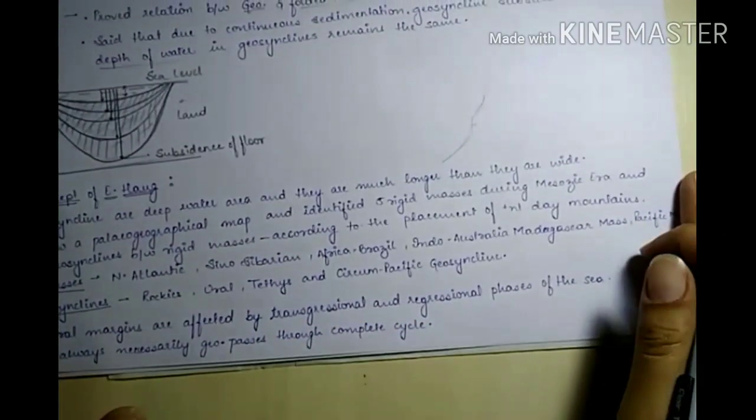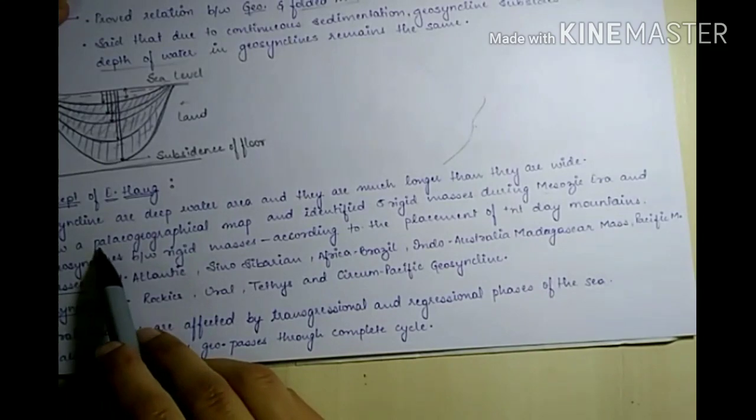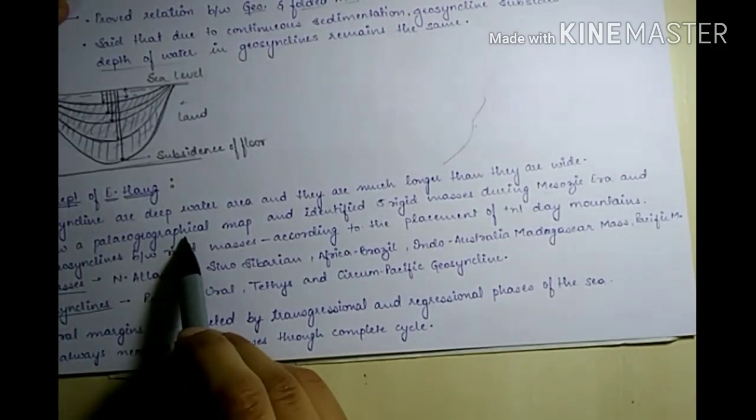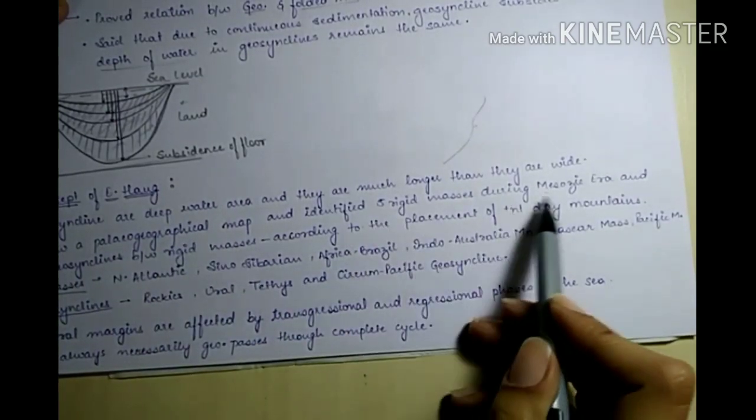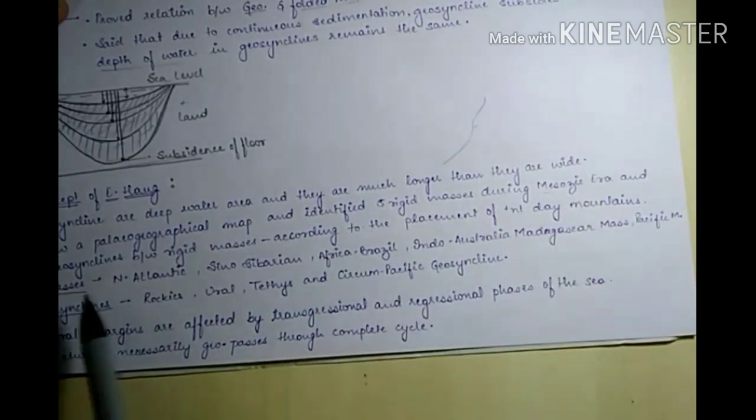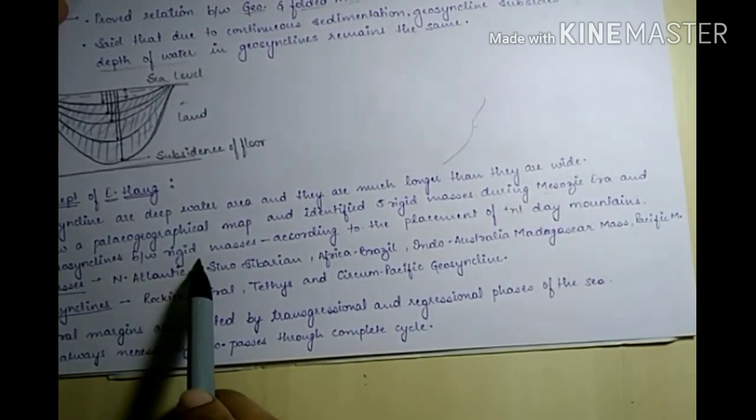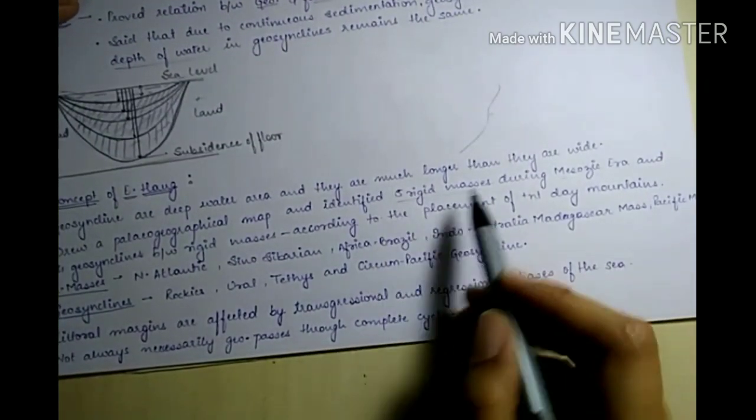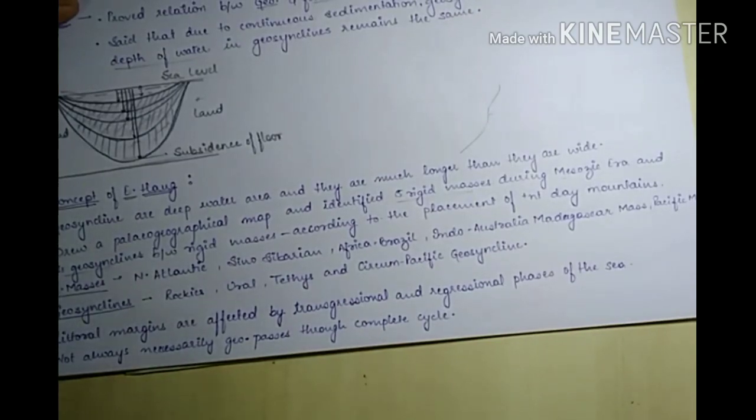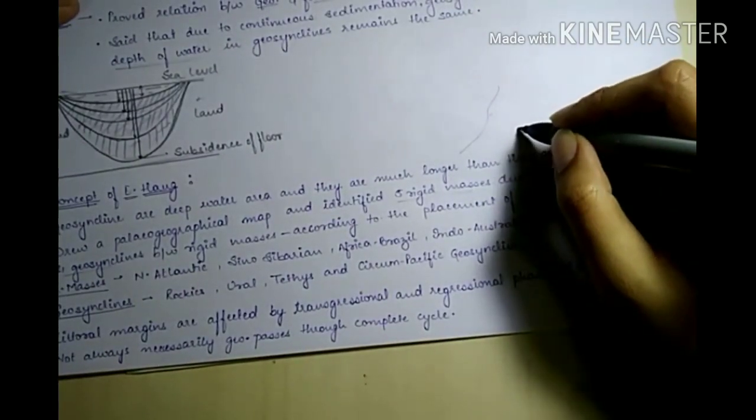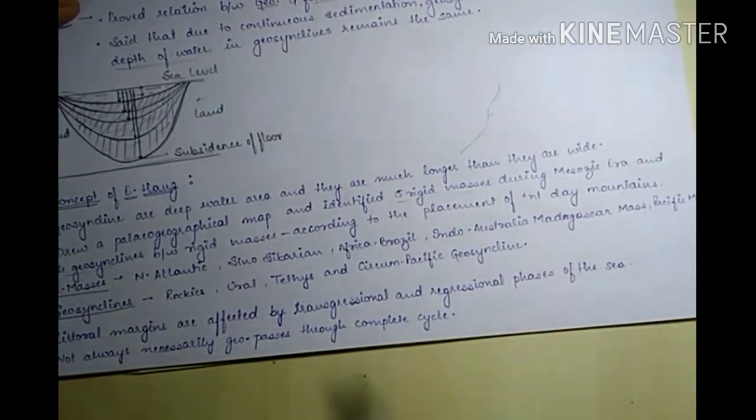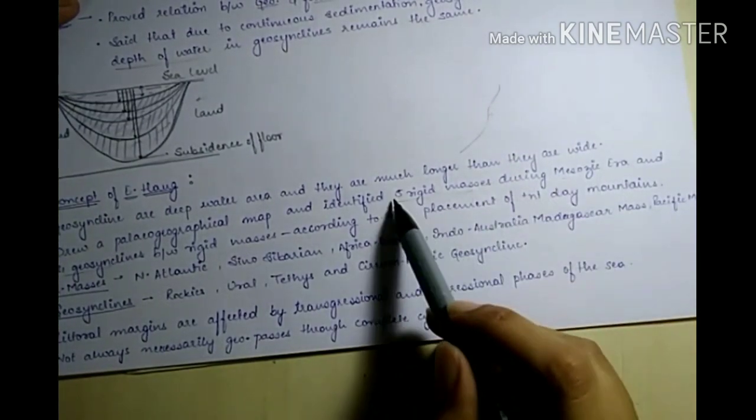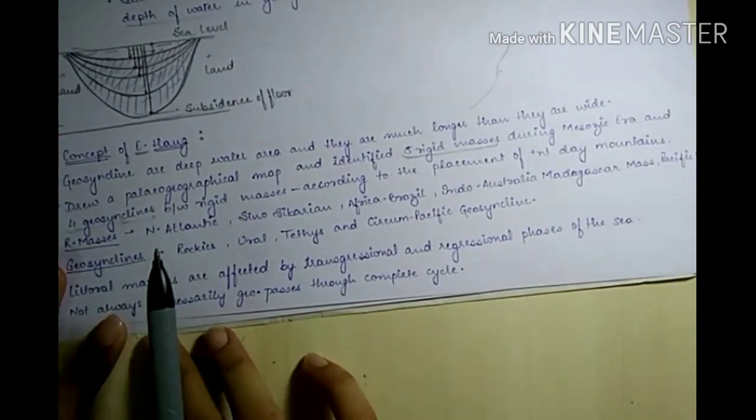So in the paleogeographical map, he identified five rigid masses of the Mesozoic era and four geosynclines between these rigid masses. And how did he identify these five rigid masses and these geosynclines? He saw the placement of present-day folded mountains, and according to that, he identified five rigid masses and four geosynclines.